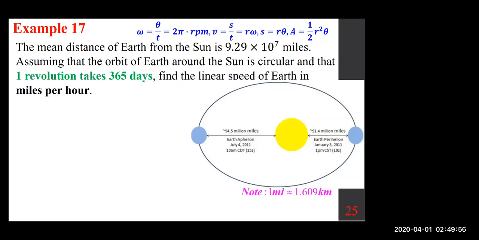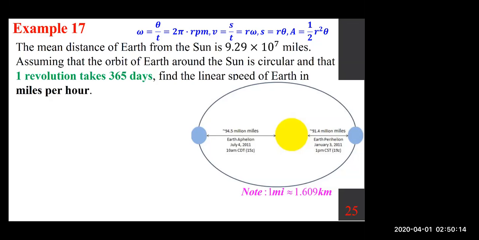The mean distance of Earth from the Sun is 9.29 times 10 to the power of 7 miles. Assuming that the orbit of Earth around the Sun is circular and that one revolution takes 365 days, find the linear speed of Earth in miles per hour.